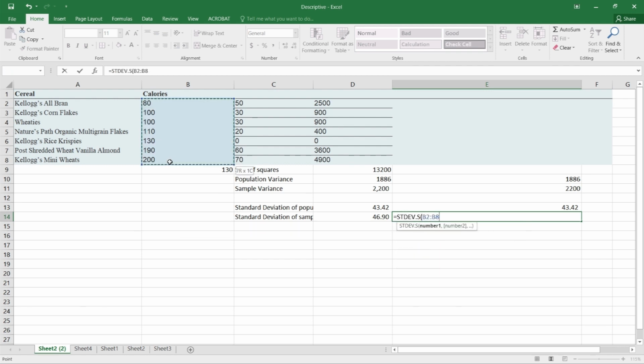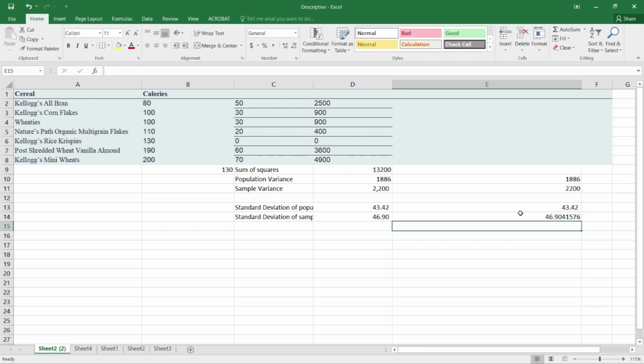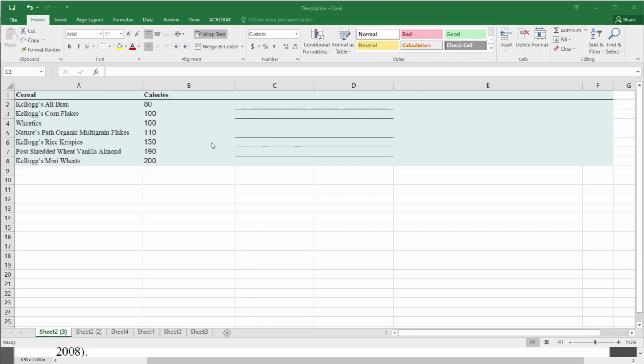Generally, in real life, we do not have populations. We often work with samples, and therefore the formula with sample is more applicable in real practical situations. Next, we'll discuss the Excel implementation of another important measure of variability, which is mean absolute deviation.